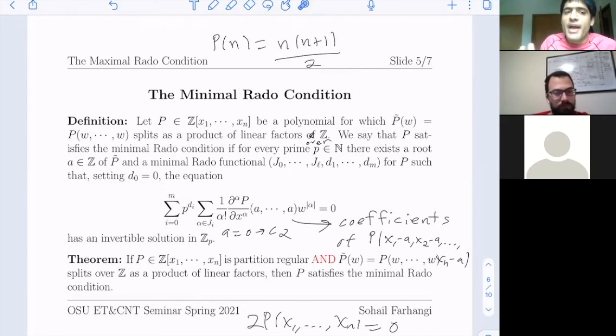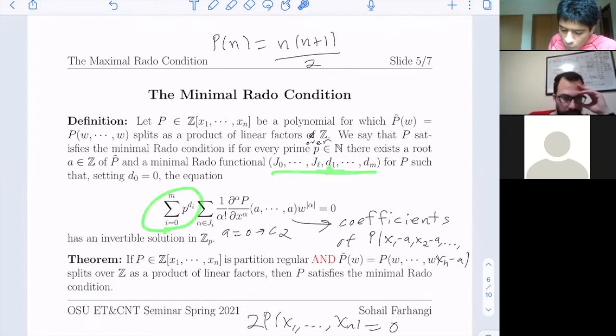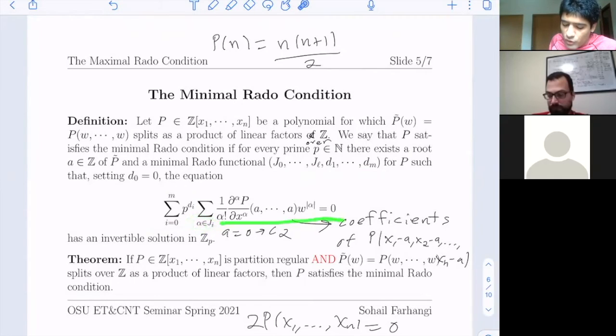Just like we had with the maximal Rado condition, we observe that if our functional has order 0, then this sum will only have this one term in it. And this one term is most likely only going to have 0 as a solution. If the J0 consists of a singleton, then there will only be one term here, and W will have to be 0, and that is not going to be an invertible solution.